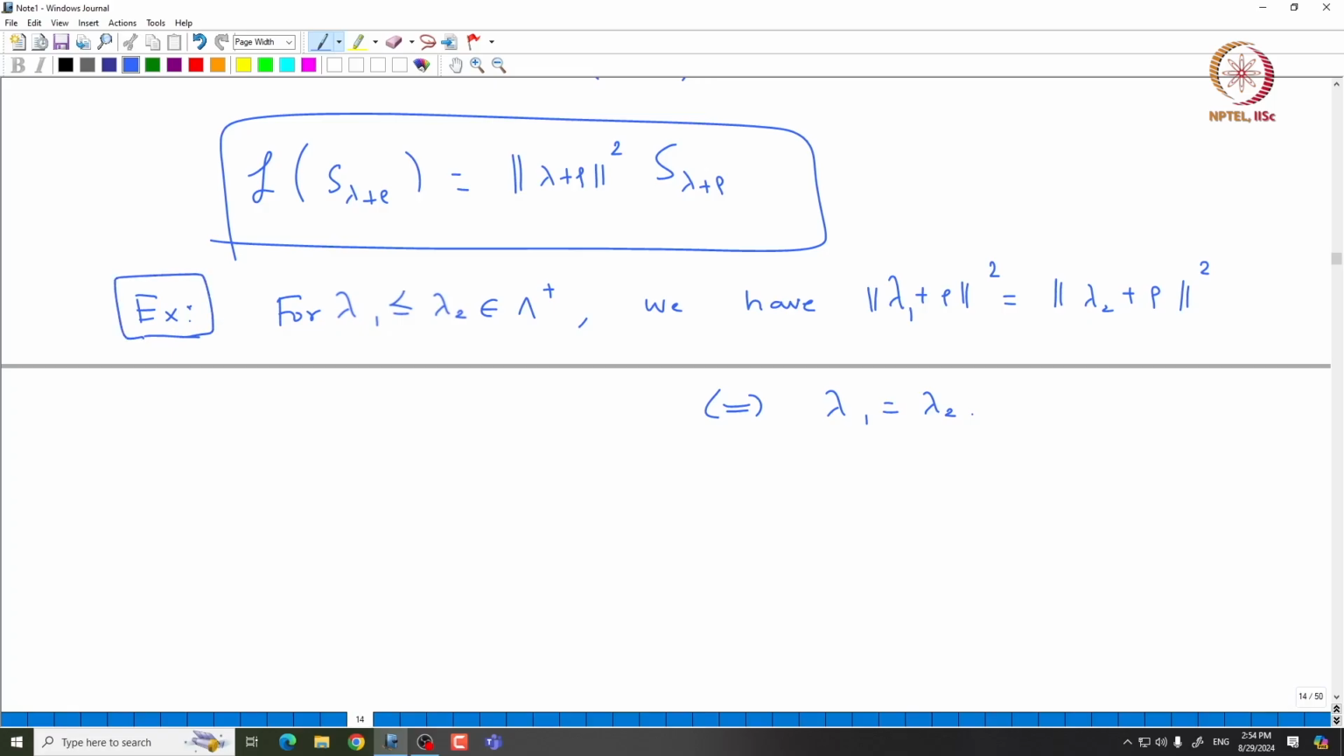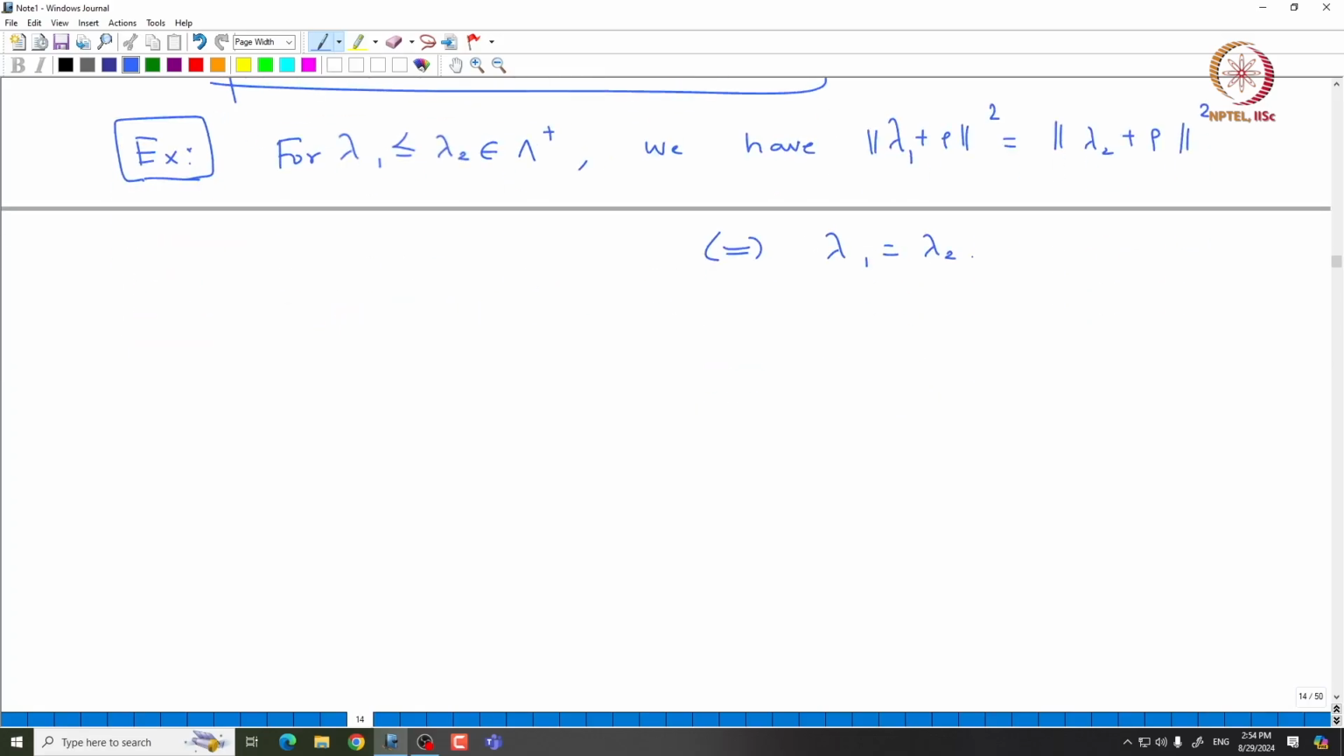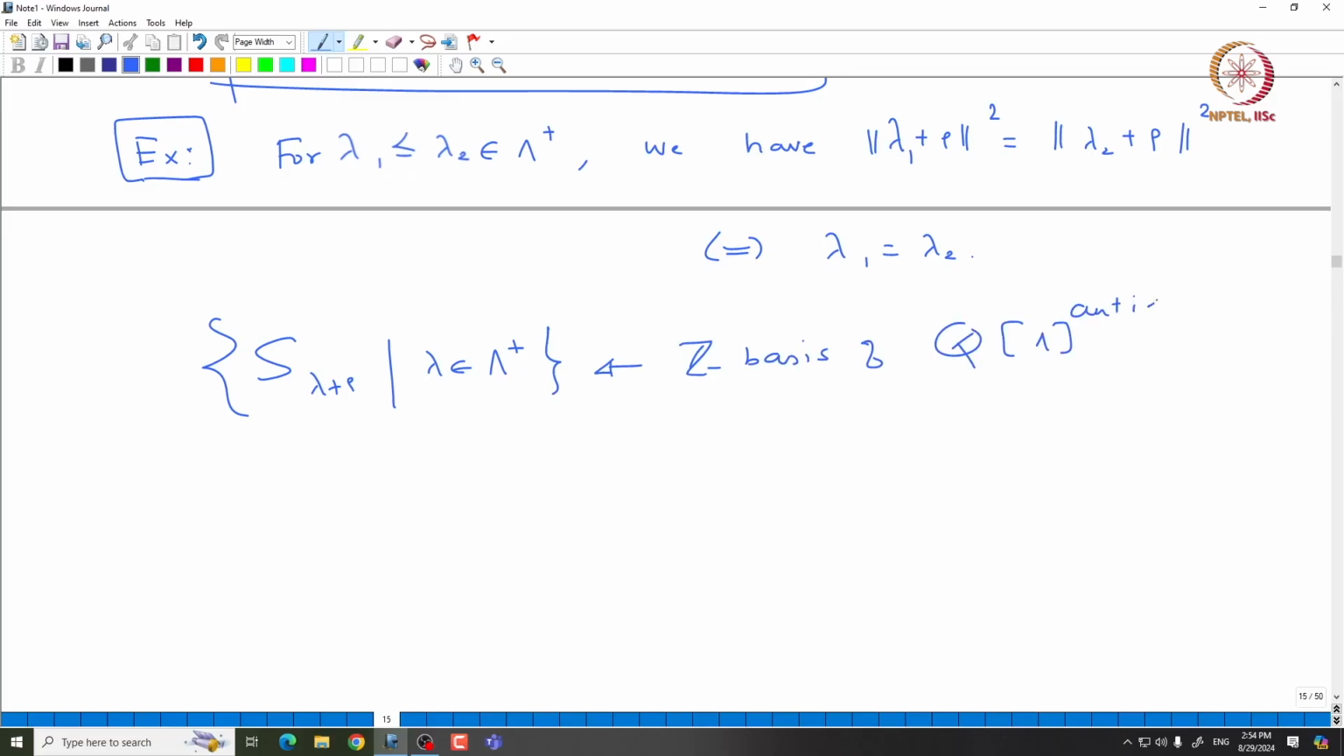But then it says that if you take this basis s_{lambda+rho}, where lambda comes from Lambda^+, this forms a Z basis of this space Q[Lambda] antisymmetric, and this also consists of eigenvectors of the Laplacian L. So, these are all nothing but L eigenvectors. That also forms a Z basis of the antisymmetric elements of Q[Lambda].